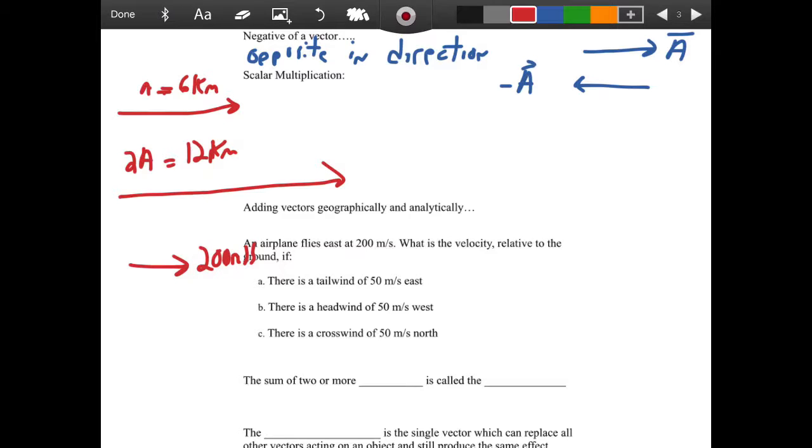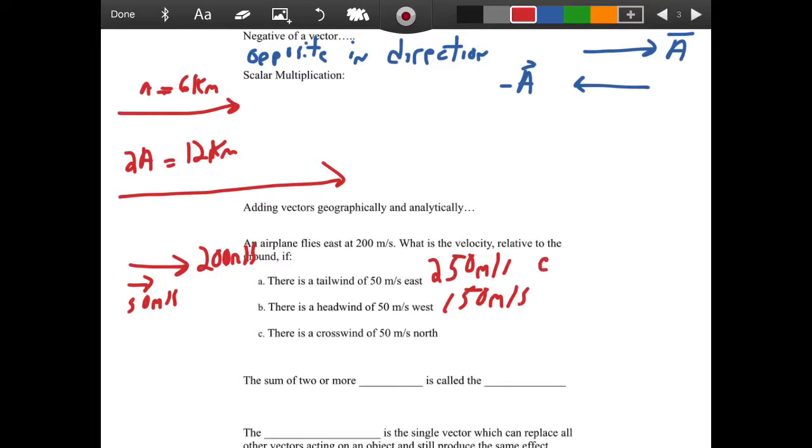For example A, when we want to know the velocity relative to the ground, there's a tailwind of 50 meters per second east. So that is going to be in the same direction as the plane. So we're going to add these up, and it's going to be 250 meters per second to the east. There's a headwind. Well, that's in the opposite direction. So that's going to slow us down. We're going to be going at 150 meters per second.